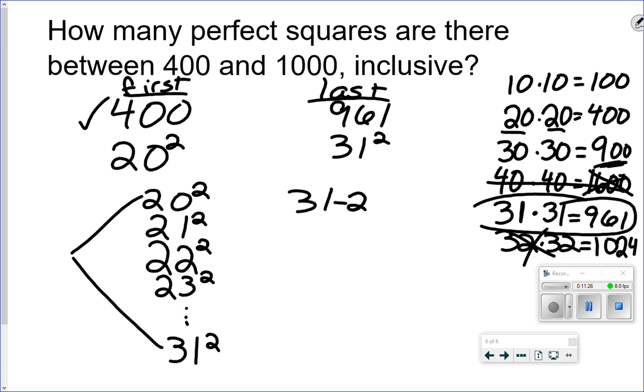You can subtract them, but it's not good enough just to subtract them. When you subtract them, you get 11. Don't forget that you have to actually add 1 to that answer, because that way we include the 400, the first and the last, the 20 squared and the 31 squared. So your actual answer here is there are 12 numbers. You could list them out, but this is the shortcut way to do it. Subtract the numbers and add 1, including both the 20 and the 31 squared. So here, the answer to how many perfect squares are there between 400 and 1,000? The answer is 12.